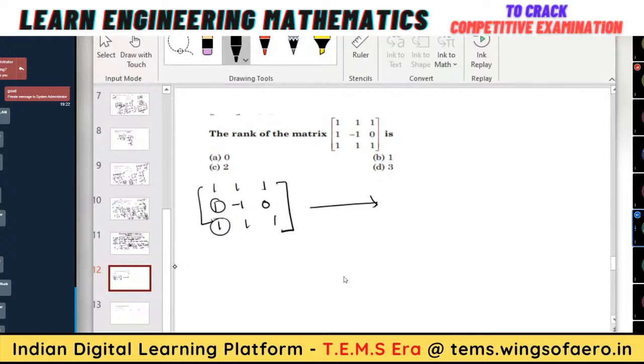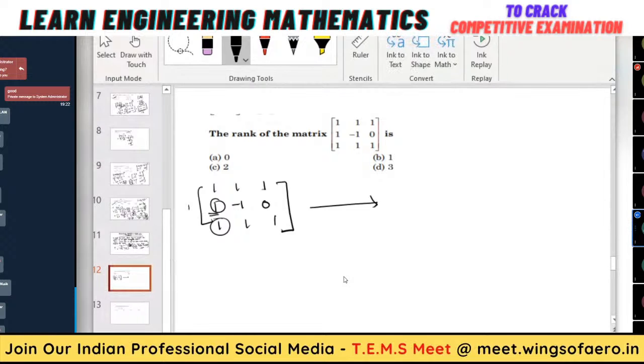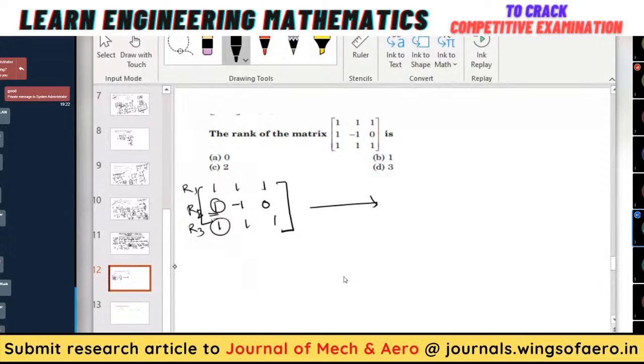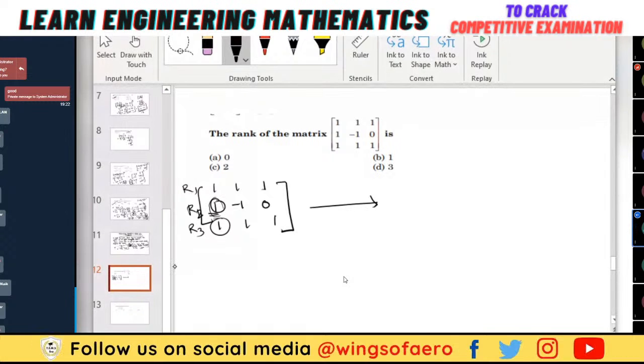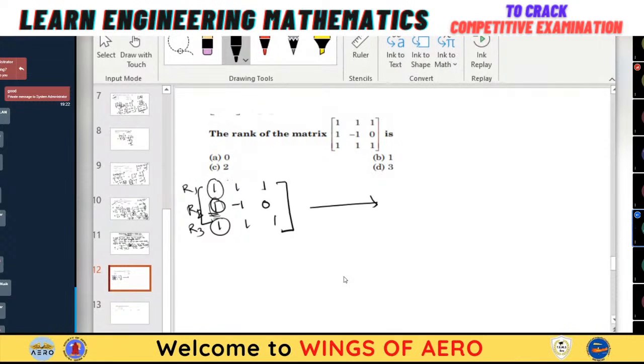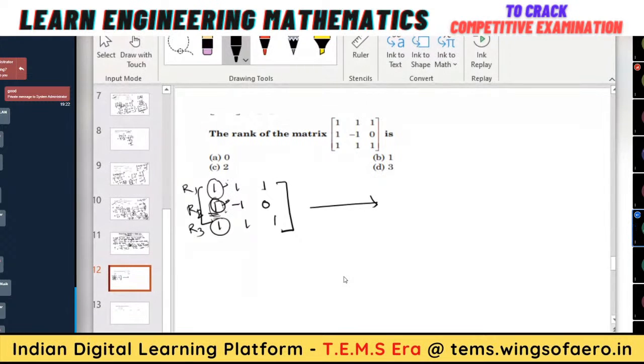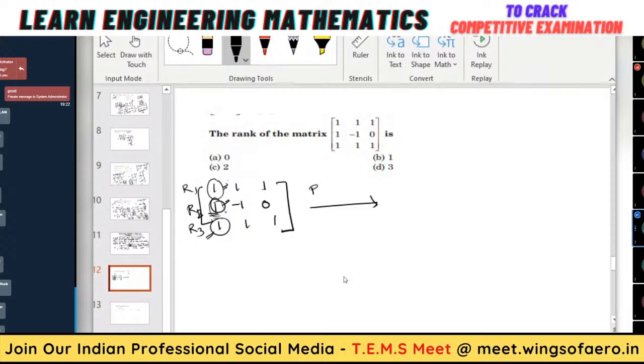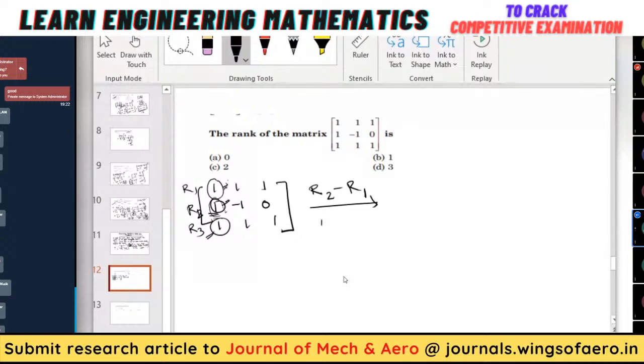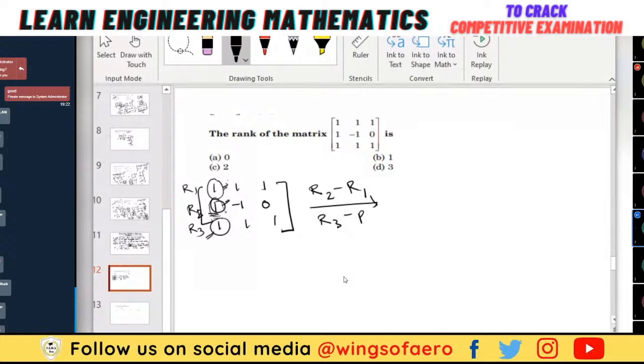So our first operation: this is R2, this is R1, this is R3. I want to change the first element of R2 to 0. So what should I do? With respect to this R1, if I subtract this 1 and this 1, then it will be 0. And if I subtract this 1 and this 1, it will again be 0. So our operations are R2 minus R1 and R3 minus R1.